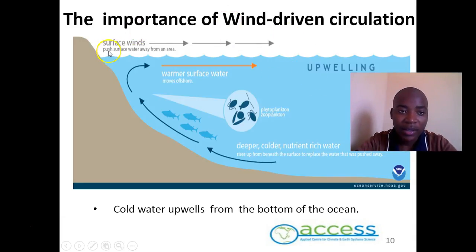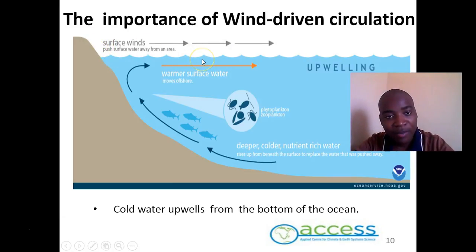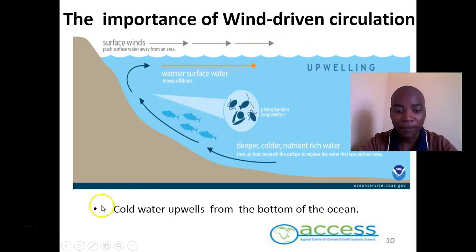So this picture shows that wind blows and pushes water away from an area. The warm water that was there will move away from the offshore. Then the deep, cold, nutrient-rich water will rise up to replace the warm water which is there. Then we also have what we call downwelling.